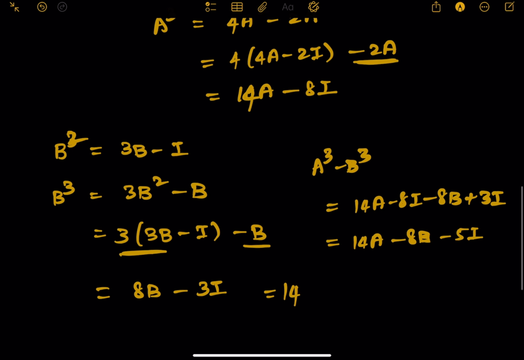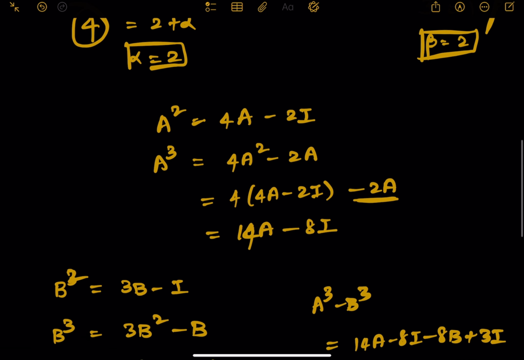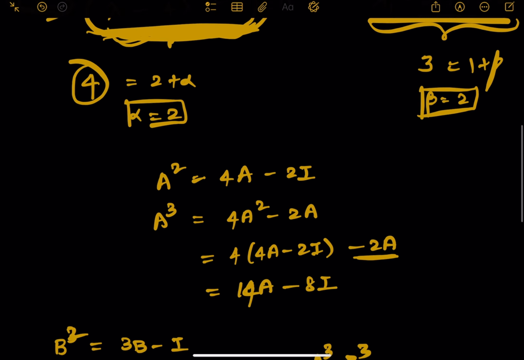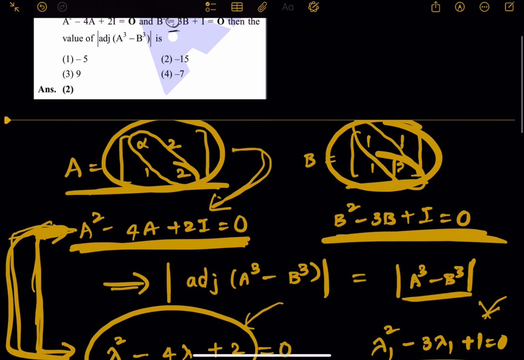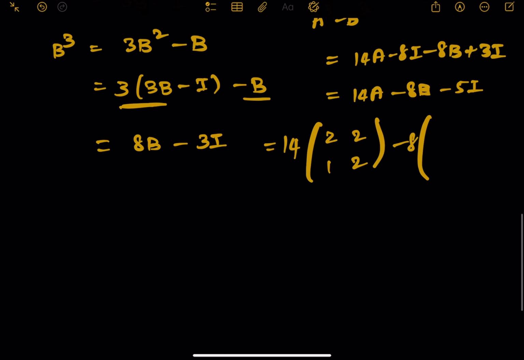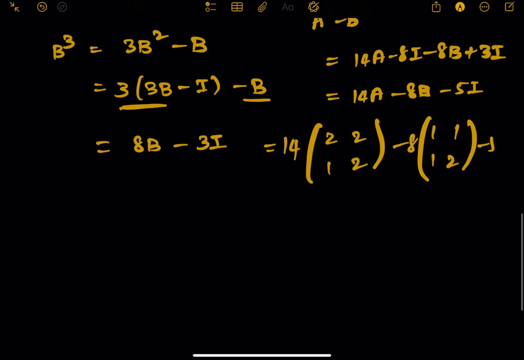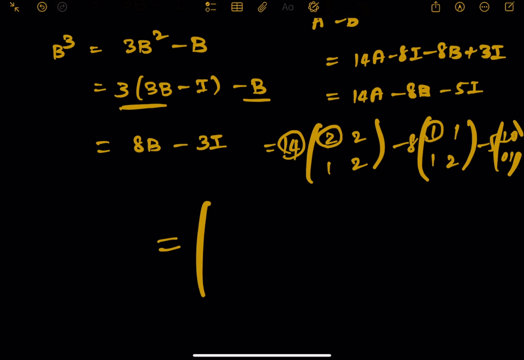Alright. So 14 times A, which is [2 2; 1 2], minus 8 times B, which is [1 1; 1 2], minus 5 times I, which is [1 0; 0 1]. So the first term will be 14 times 2 is 28, minus 8 is 20, minus 5 is 15. The second term is 14 times 2 is 28, minus 8 is 20, minus 0, which is 20. The third term is 14 times 1 is 14, minus 8, that will be your 6.